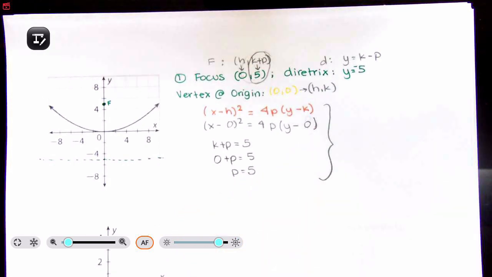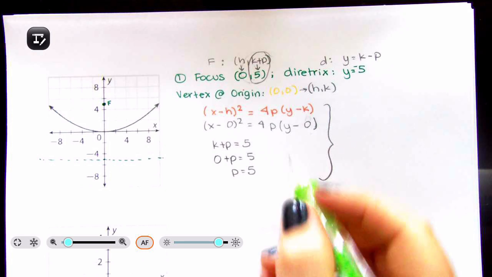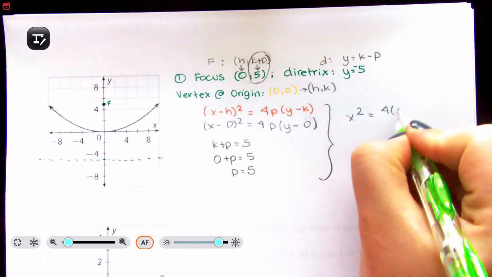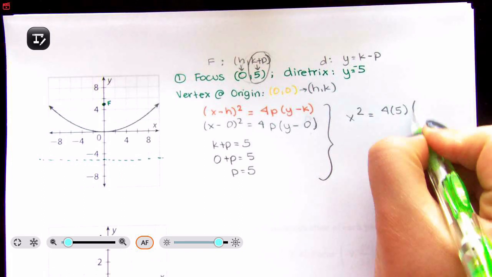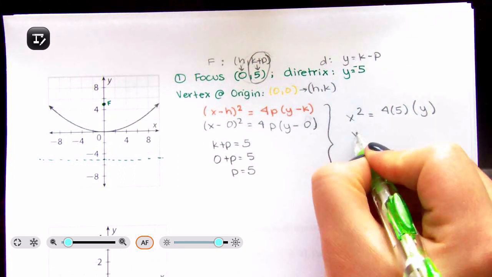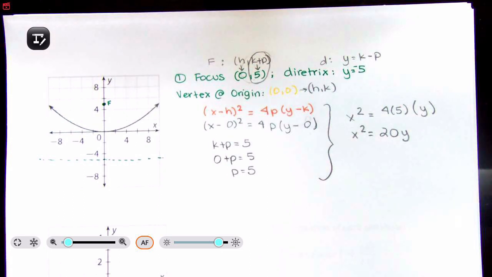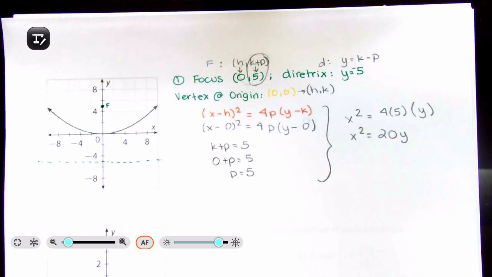So let's finish off our equations by simplifying. We have x squared is equal to 4 times P, which is 5, times y. And then simplify once again. So I have x squared is equal to 20y.